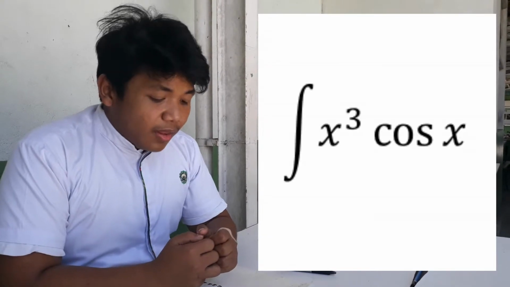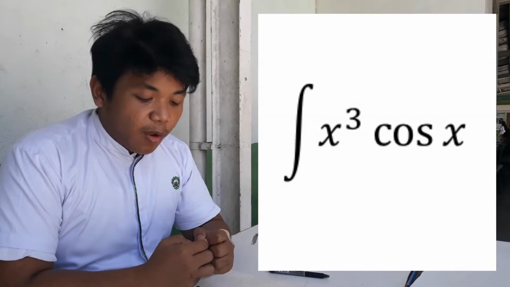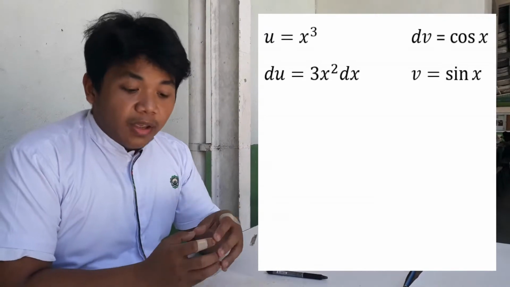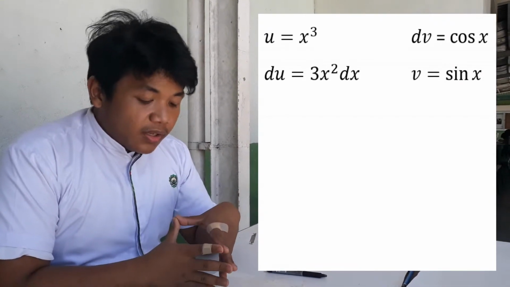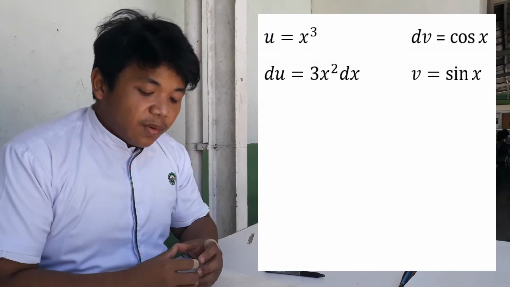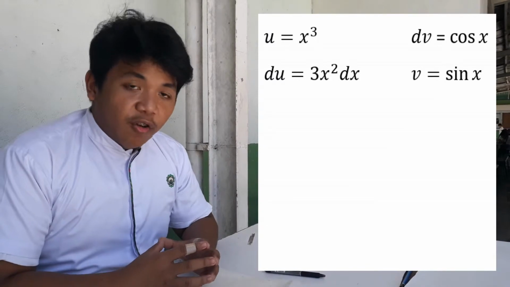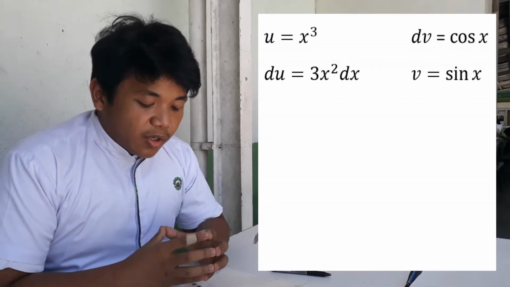So let's have some more examples. So we have here the integral of x cubed cos x. So like any other problem in this topic, we identify u and v using LIATE. So u is equal to x cubed and du is equal to 3x squared dx. dv is equal to cos x dx, and v is equal to sin x. So next, we substitute the values into the equation uv minus the integral of v du, and the equation will look like this.